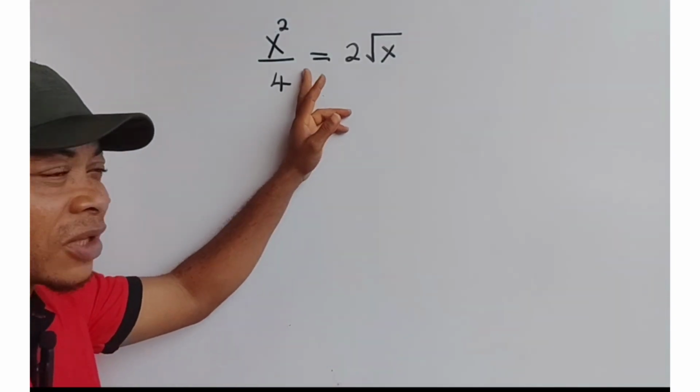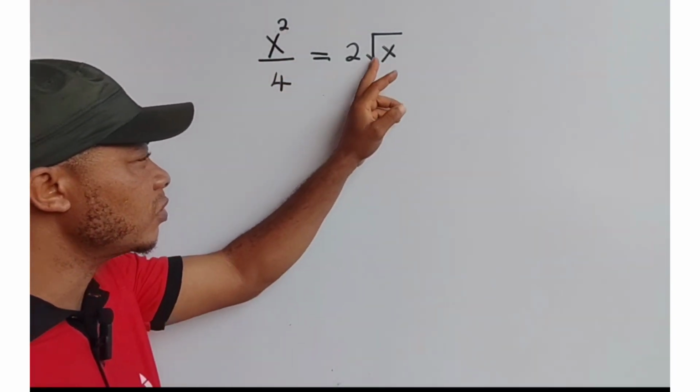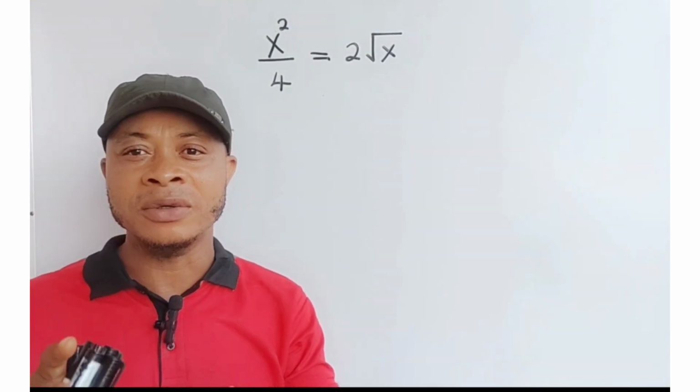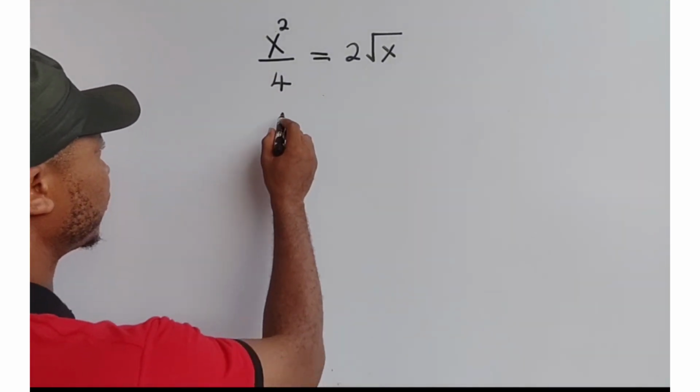We are to find the values of x if x squared divided by 4 equals 2 root x. So we have to find the two different values of x. Now, to solve this question, solution.